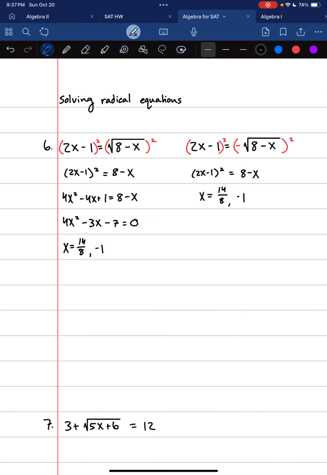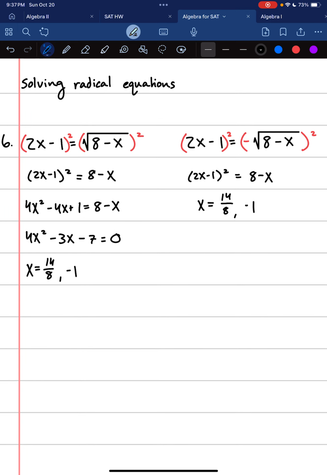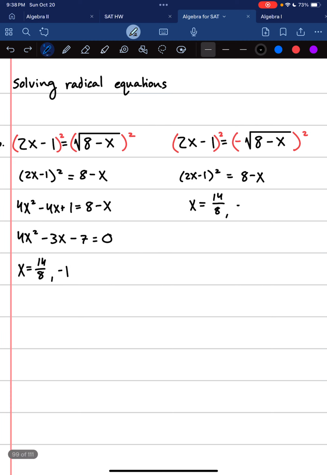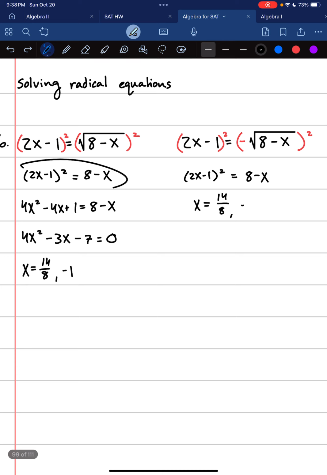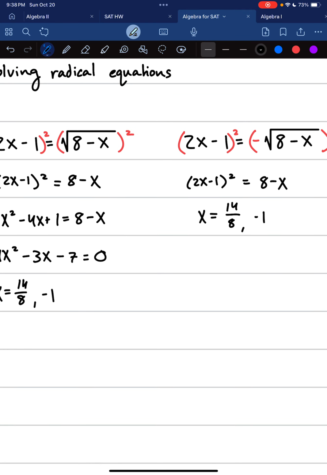So let's go over it one more time. We started off with 2 different equations. The left one is 2x minus 1 is equal to the positive square root of 8 minus x, and the right one is 2x minus 1 is equal to the negative of root 8 minus x. But after we square both sides, they become the same equation, which means that we get the same solutions, 14 over 8 and negative 1. So this is where extraneous solutions come from.